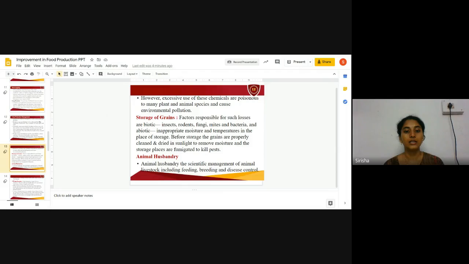rotting. So the way to store the grains is by fumigating to kill pests, which damage the grains. So that should be fumigated to kill pests. These are about the storage of grains.